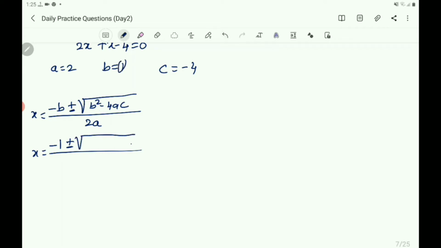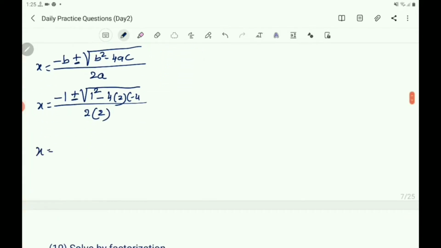B square means 1 square, and minus you write as it is, minus 4 and the value of a. What is the value of a? Value of a is 2 you got here. Value of c is minus 4, divided by 2 into a. 2a means 2 into a is 2.